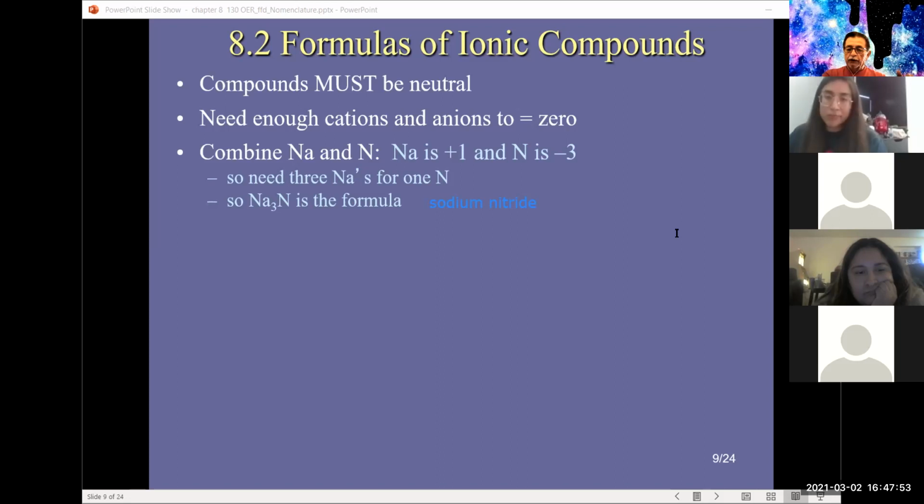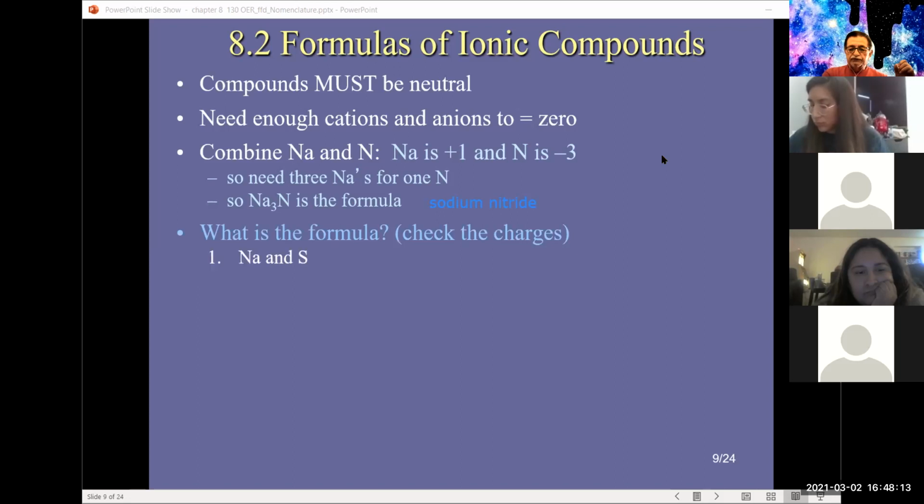Okay. And so learning the name is important because you could be given the name and asked to give the formula, or be given the formula and be asked to give the name. All right. So let's check this one out. Two things. Okay, so you're given the elements. Step number one, there's the elements. Step number two, take those elements you're given and put them into ionic form.